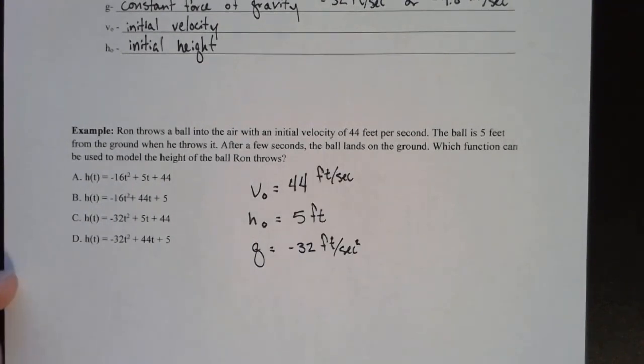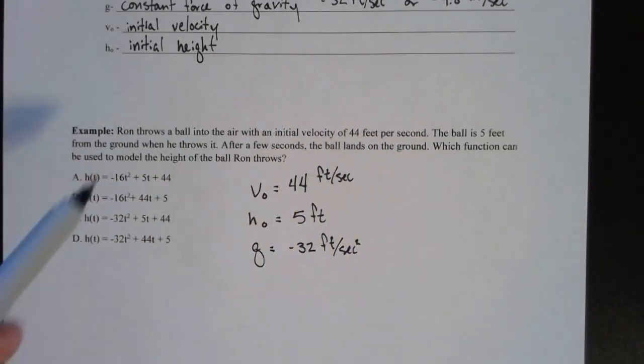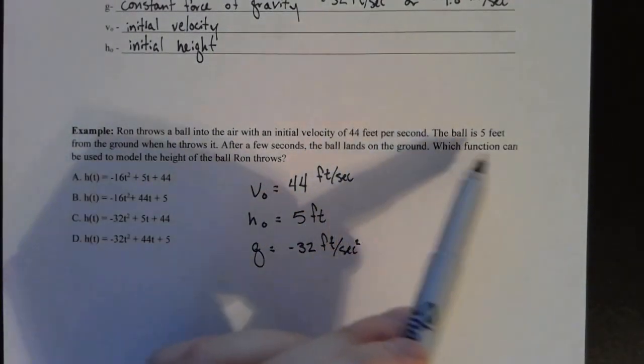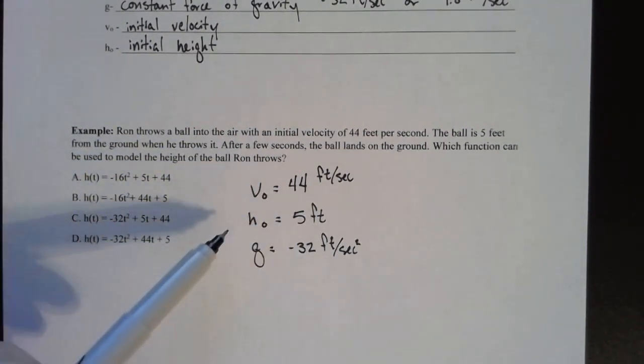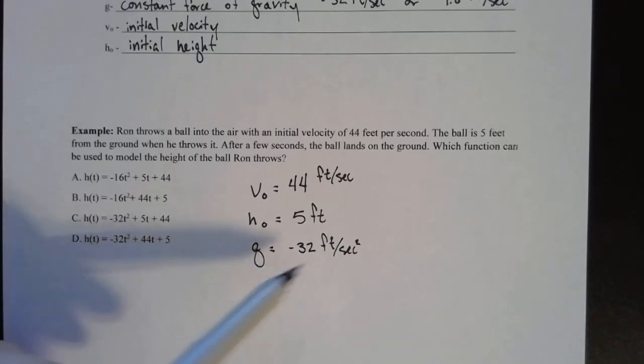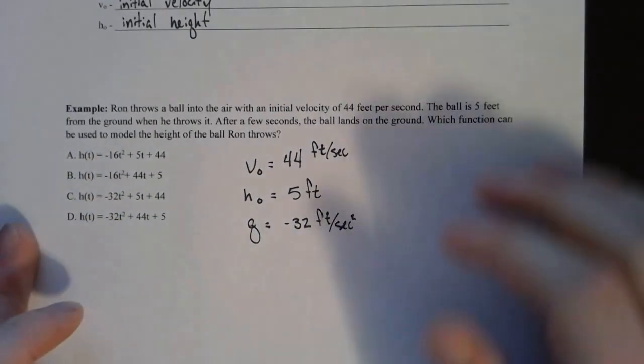All right, this is what you should have gotten. The initial velocity is 44 feet per second. The ball is 5 feet from the ground when he first throws it. 5 feet for the initial height. And since we are talking about feet, we will use negative 32 feet per second squared.